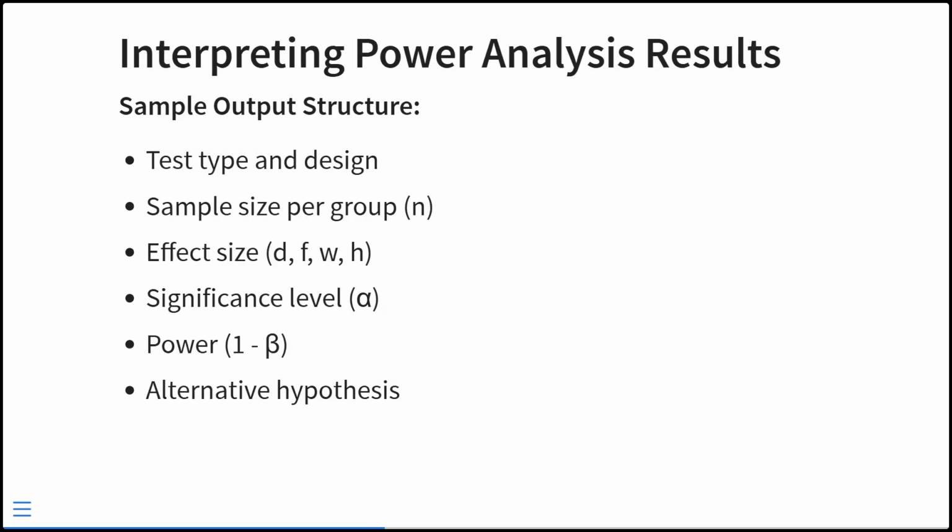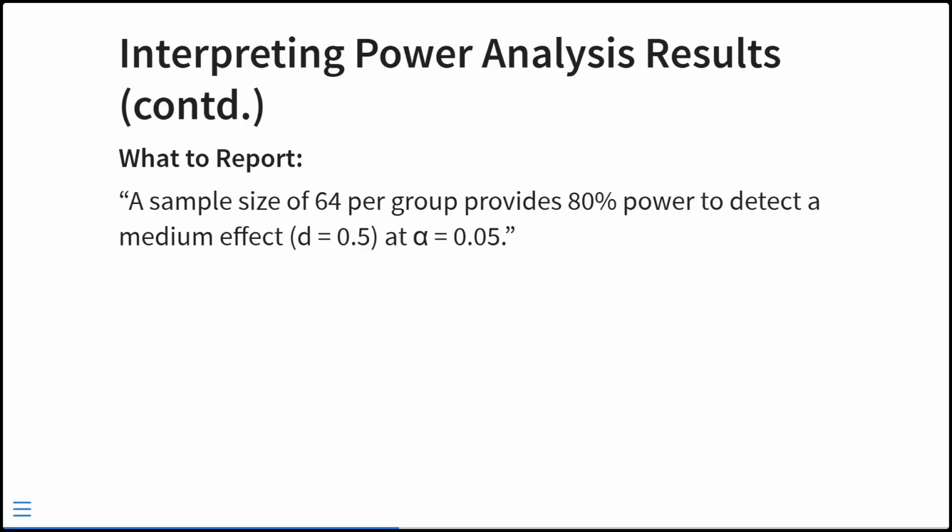So interpreting your power analysis results. Your output is going to be test type and design, the sample size per group, the effect size, your significance level, your power, and also your alternative hypothesis. So what do you report? You are going to say a sample size of 64 per group provides 80% power to detect a medium effect at alpha of 0.05. So this is how you are going to interpret it, that this is the sample size you need to provide 80% power to detect a medium effect at this particular level of alpha.